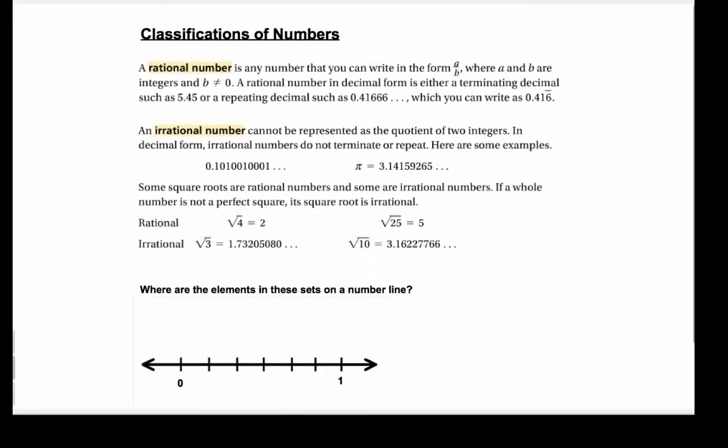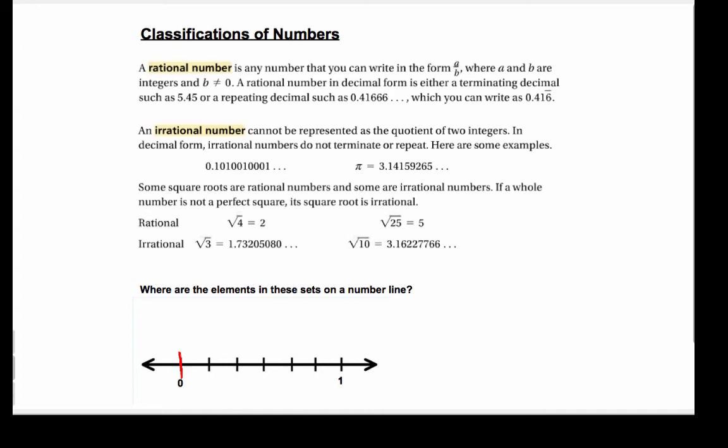Some square roots are rational numbers and some are irrational numbers. If a whole number is not a perfect square, its square root is irrational. So here we have some rational square root examples. Square root of 4 is 2. Square root of 25 is 5. Some irrational ones. Square root of 3. Square root of 10.